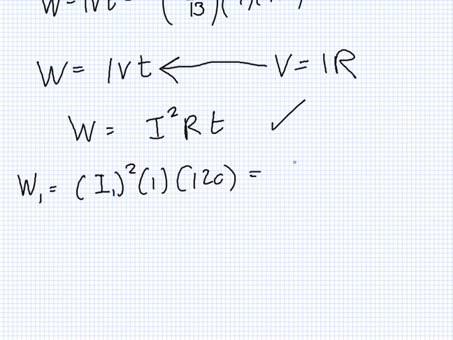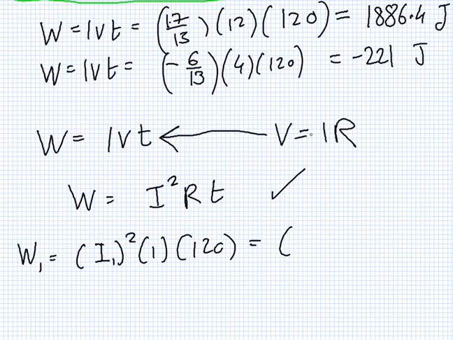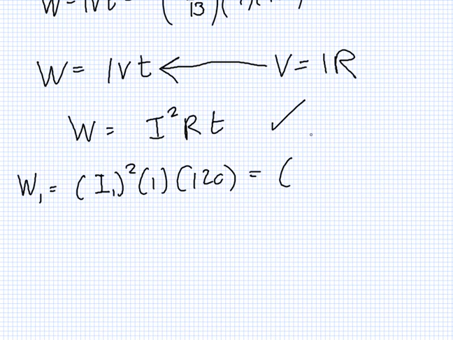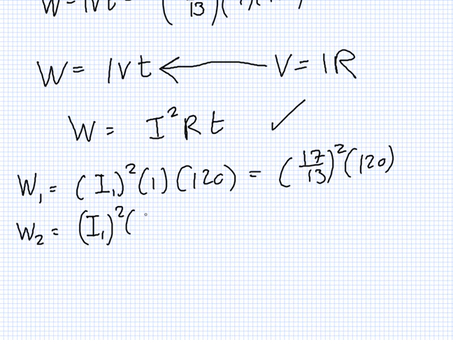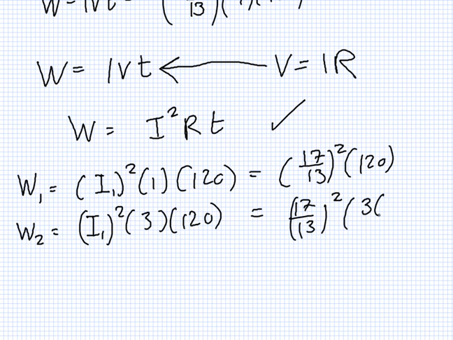What did I say I1 was? What number did I have for I1? What I have is 17 over 13, okay. So that's 17 over 13 squared times 120, whatever that is. Number 2 is still I1 squared times 3 times 120, so that would be 17 over 13 squared times 360.